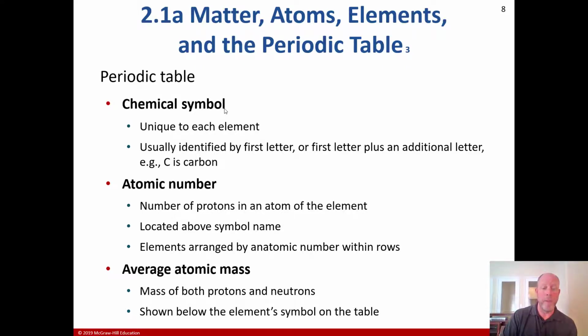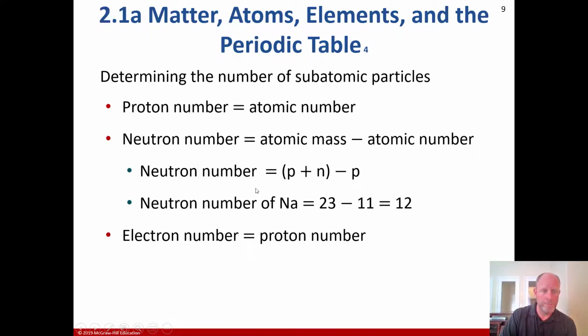And the average atomic mass, of course, increases as you go down the rows, and that's shown as a lower number below the chemical symbol. As far as the number of subatomic particles, the proton number is equal to the atomic number, okay? And the neutron number is the atomic mass minus the atomic number, then you get the number of neutrons, okay? And in cases where you see a difference in neutrons, you're not going to see a difference in whether it's still an atom. Once again, the protons and the electrons must be the same.